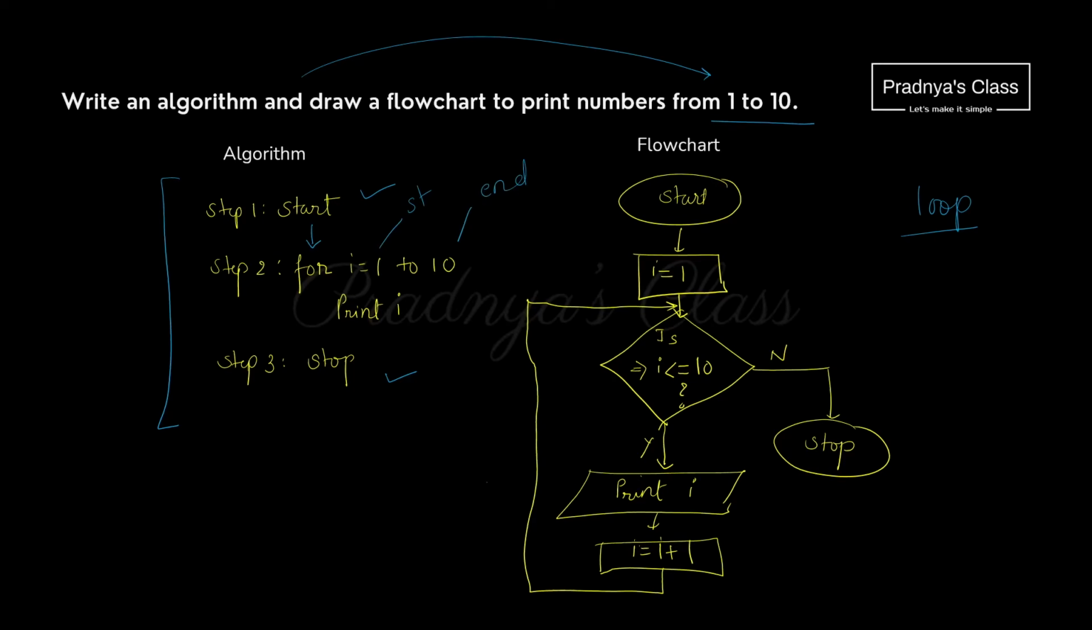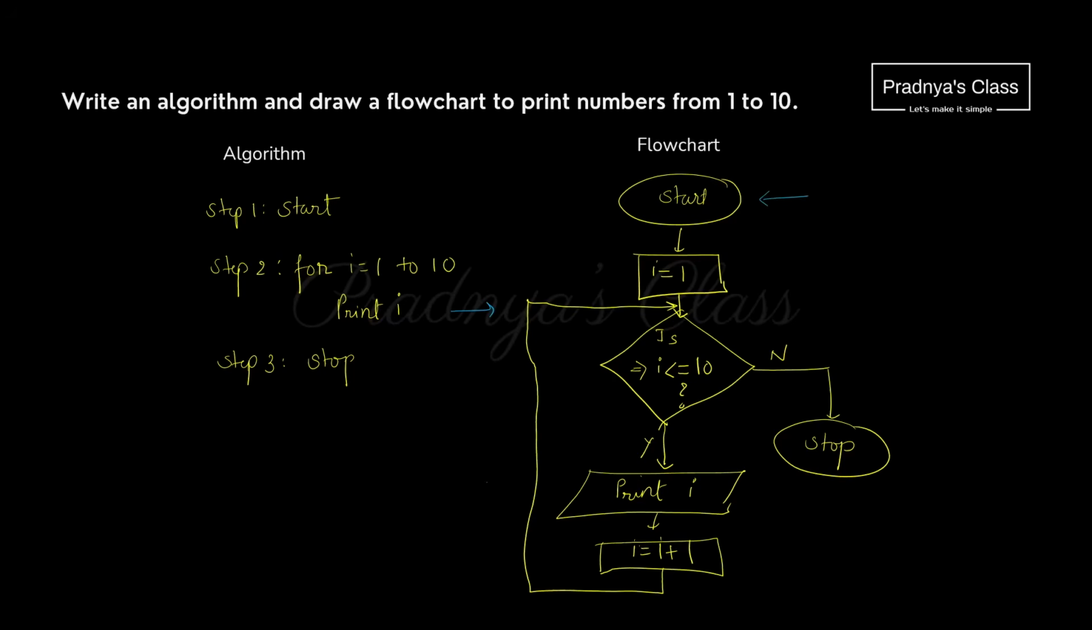We execute the loop using one variable. That variable we will be printing. So we will get the values from 1 to 10. How to draw the flowchart for the same? Here is start. Then we are initializing the value of I to 1. That is the starting value. It is nothing but 1. Then we are using a decision box to check whether that value is less than 10.